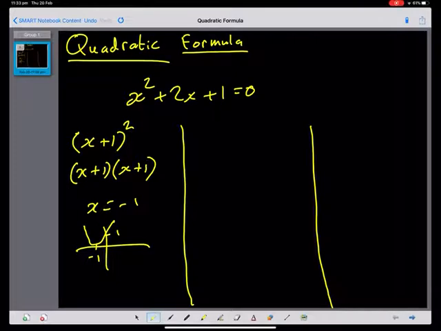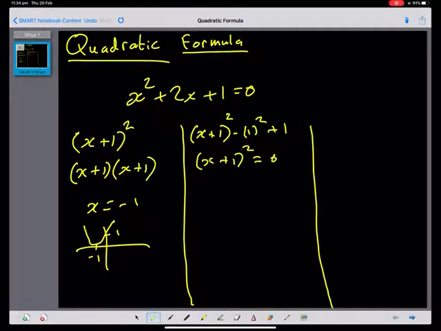Let's do completing the square. So we've got x. We add on half the coefficient of b. We subtract half the coefficient of b squared at the end. Okay, so I hope you can see that we are left with x plus 1 squared. So there we get minus 1 twice.